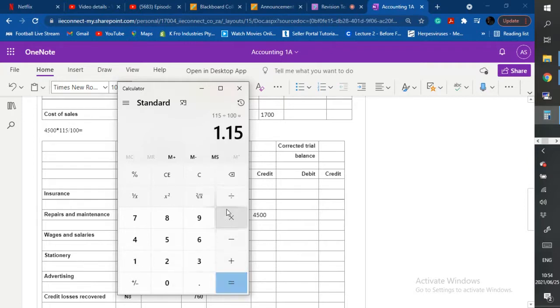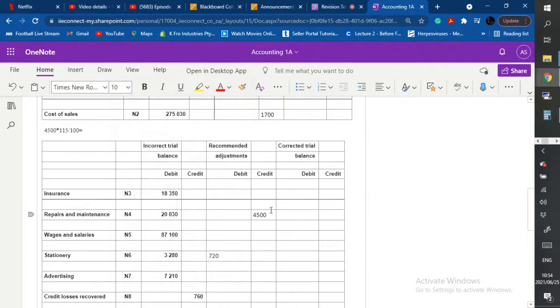Okay, 4,500 times 1.15. Okay, so that's the amount we are looking for. Right. And then let's paste. Now let me explain to answer your question. Can you see what they said there in the question? They said no VAT was claimed. So in other words, they just used the total amount. They didn't claim input VAT. Since no input VAT was claimed, that means they used the total amount inclusive of VAT in repairs and maintenance. So we credit by 5,175.